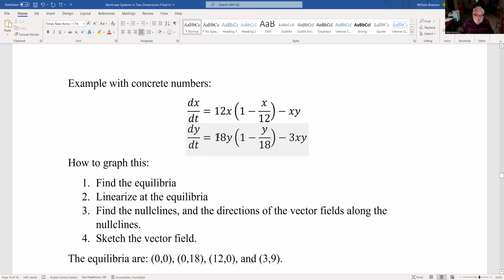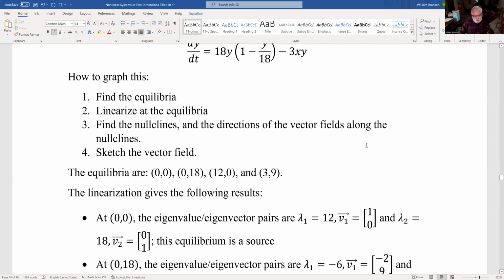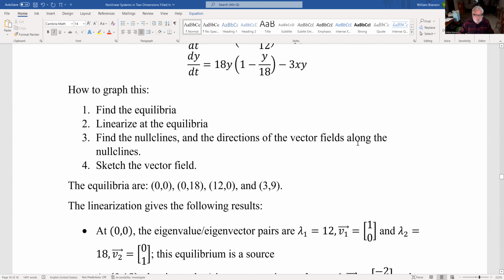This one grows faster than the others. I chose the numbers there because it just made the calculation easier. But the Y population is harmed more than the X population by encounters. So how do you go about graphing this? Well, this is what we did in the previous section. You find the equilibria, you linearize at the equilibria, find the null lines in the direction of the vector fields along the null lines, and sketch the vector field. So instead of doing all the details, I'll just give you the results.